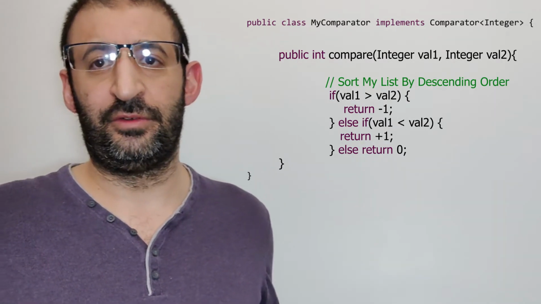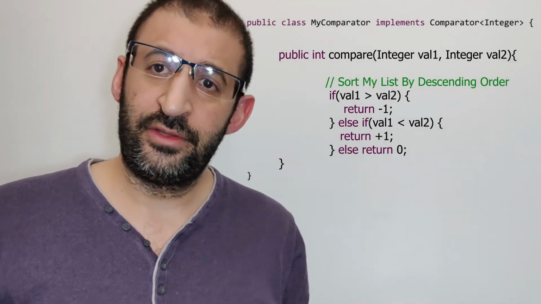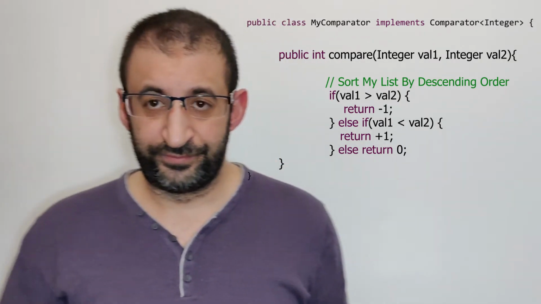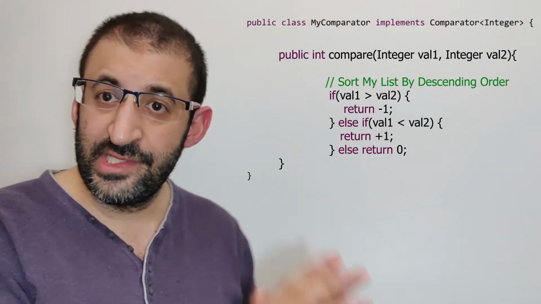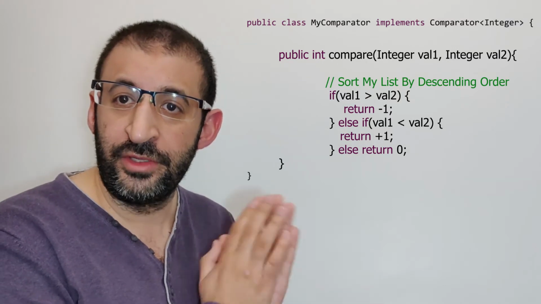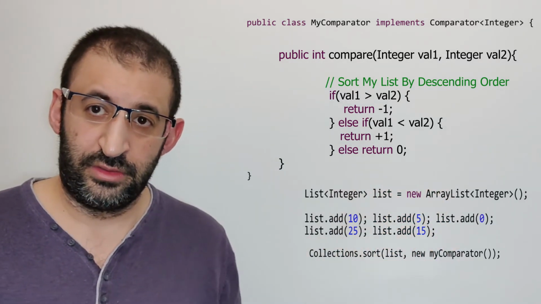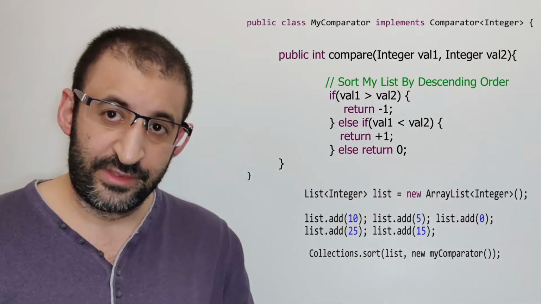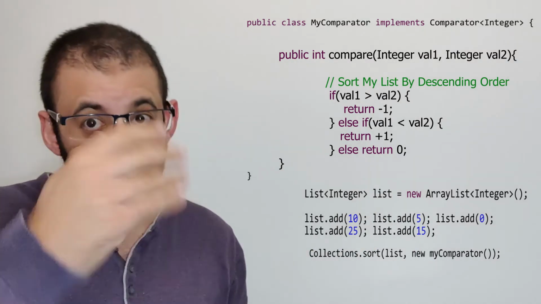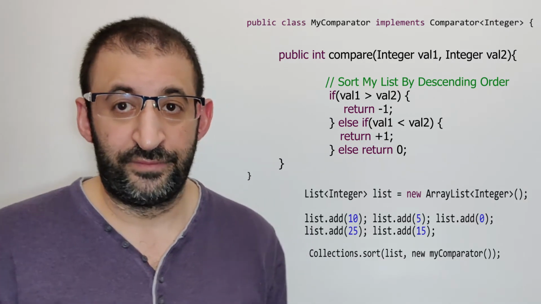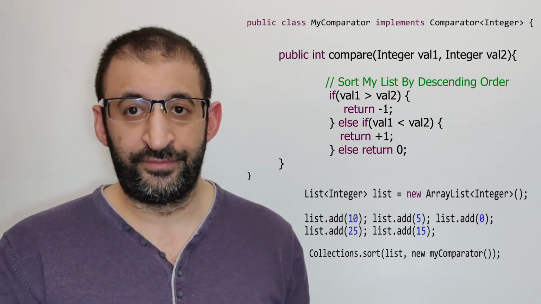And if they are equal, I will return 0. Good. So now we'll make system.out.println. Sorry, for this, I will make Collections.sort of the list with new MyComparator. I create an object to use my comparator.